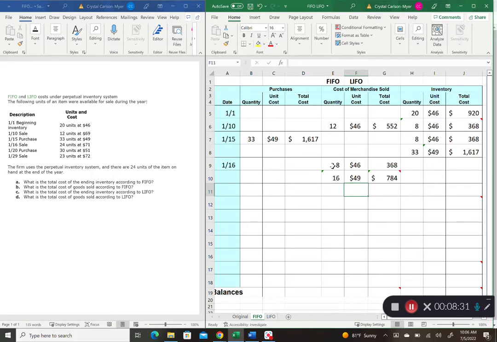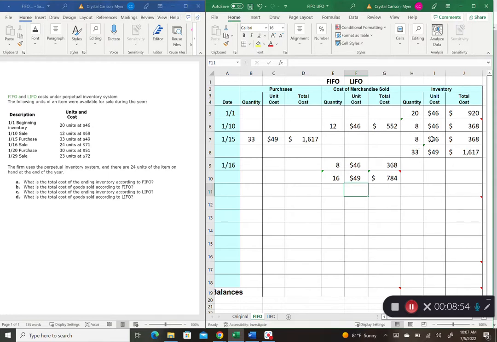So now we've accounted for it: we sold 24 units. 8 of those units were costed at $46 and the remaining 16 units were costed at $49. So if I had to get my total cost of goods sold for this particular sale on the 16th, I would add up my $368 plus $784. You see, we can't just cost those at one level here because we're using first in, first out.